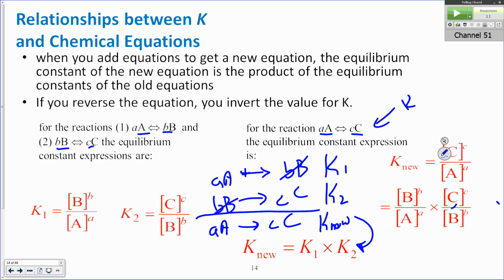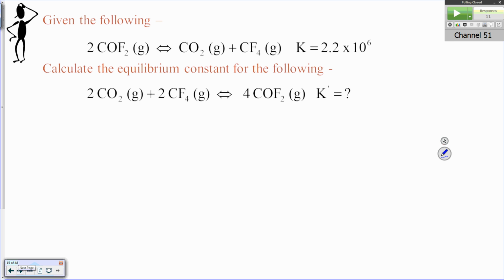And if I'm going to write the equilibrium constant expressions, I want to think about it that way. If I just took the values for K, K1 is this expression, B over A raised to the powers, times K2, which is C over B raised to the B and C powers. The B's would cancel out, and my expression is K new is C over A concentrations. Okay, so let's look at putting some more things together.